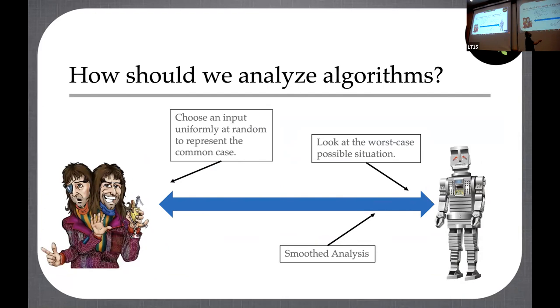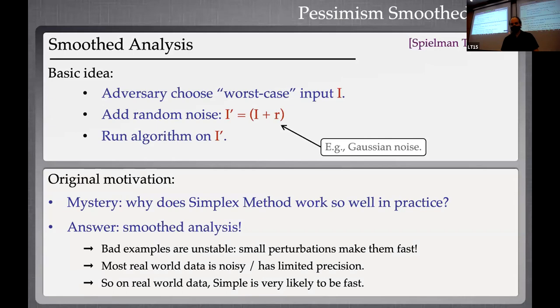What I want to talk about is a little bit somewhere in between. I intentionally drew this close to the worst case side of things, but I'd like to be able to relax that a little bit. I'd like to be able to say, well, what if we don't care about the very worst case? What if we want to be a little optimistic here? What can we do then? So this approach has been called smoothed analysis. This was introduced by Spielman and Tang in 2004.